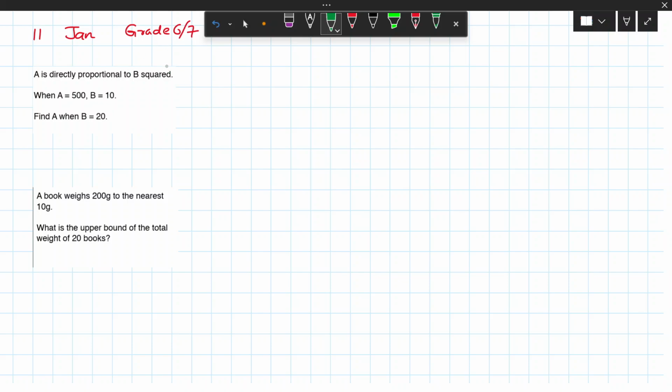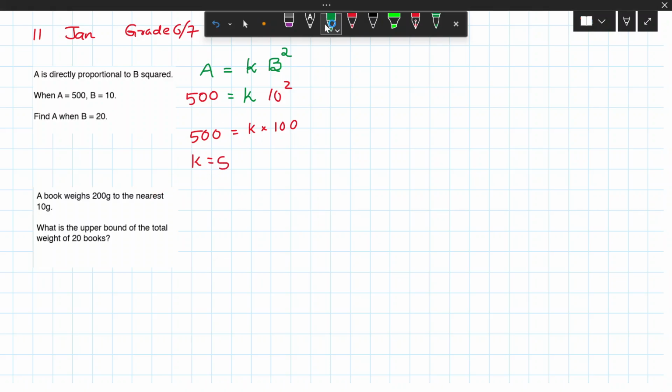First one says A is directly proportional to B squared. So we can say A is some constant K times B squared. Now we're going to plug in the values of A and B. So when A is 500, that is K times B would be 10 squared. So I can say 500 is K times 100. So obviously K would be equal to 5.